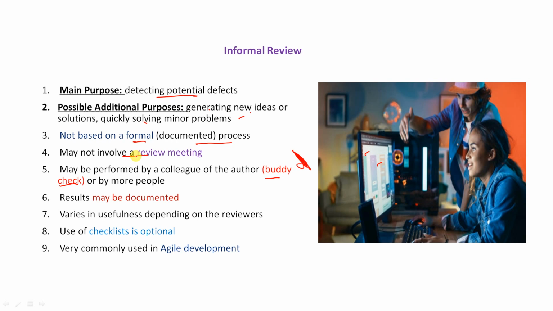And results may be documented, so it is not compulsion. Okay, it varies in usefulness depending on the reviewers. So the user's checklist is optional, so everything is optional here. And it is very commonly used in agile development. In agile methodology, people are doing this.